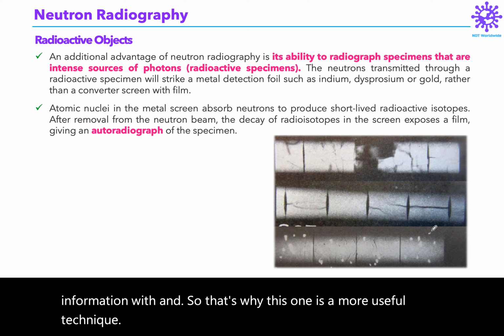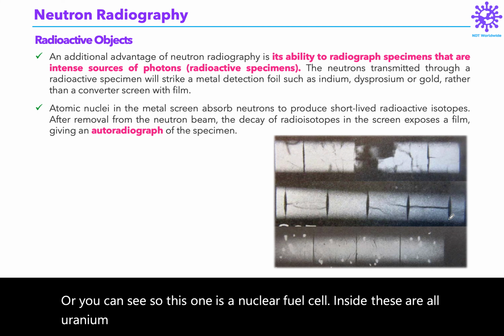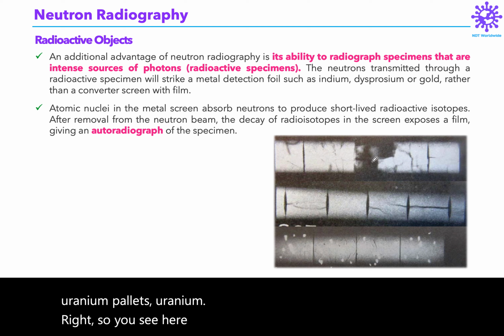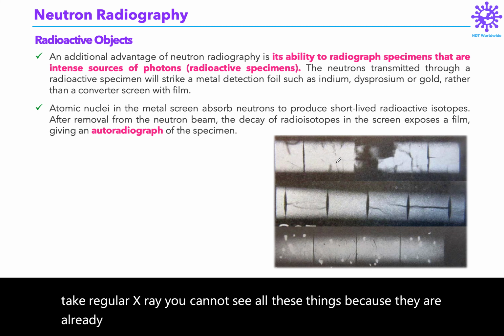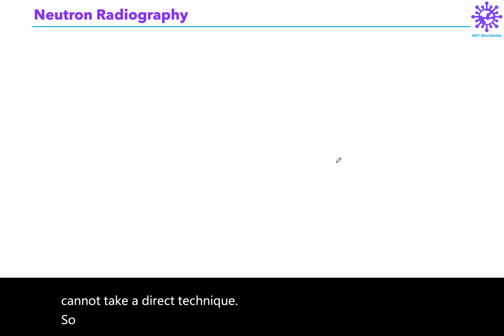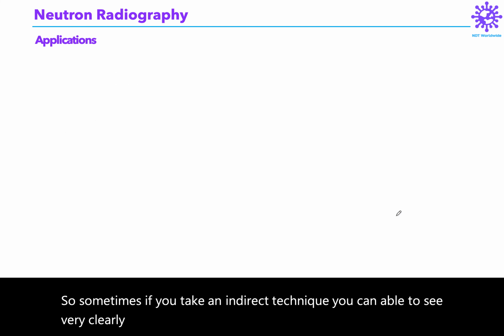You can see here, this is a nuclear fuel cell. Inside are all uranium pellets, right? You see here the capsule is already broken, but if you take a regular X-ray you cannot see all these things because they are already emitting radiation. You cannot take an X-ray or a direct technique. Sometimes if you take an indirect technique, you can see the capsule's location very clearly.